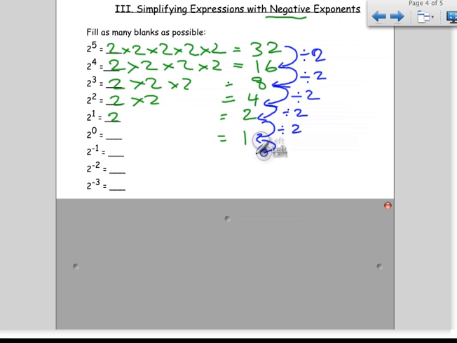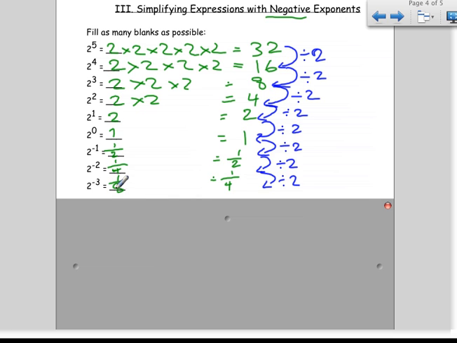All I'm going to do is continue this pattern of dividing by 2. 1 divided by 2 is the same thing as 1/2. So 2 to the 0th was 1, and 2 to the negative 1st equals 1/2. Continuing that pattern, divide by 2 again. If I have 1/2 and I cut it in half, that's now 1/4. 2 to the negative 2nd is 1/4. And if I do that one last time, dividing by 2, 1/4 cut in half would be 1/8.